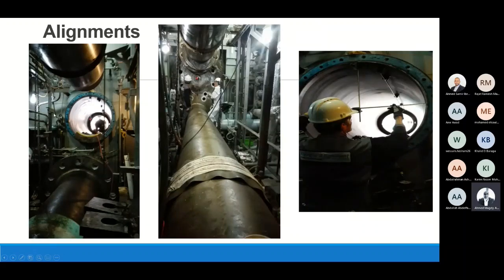Okay. So this is the alignment, guys, when we are doing alignment of the stern tube. This is the stern tube. This is the aft, this is the forward bearing. He is inside the engine room, the alignment technician. And this is the tube.